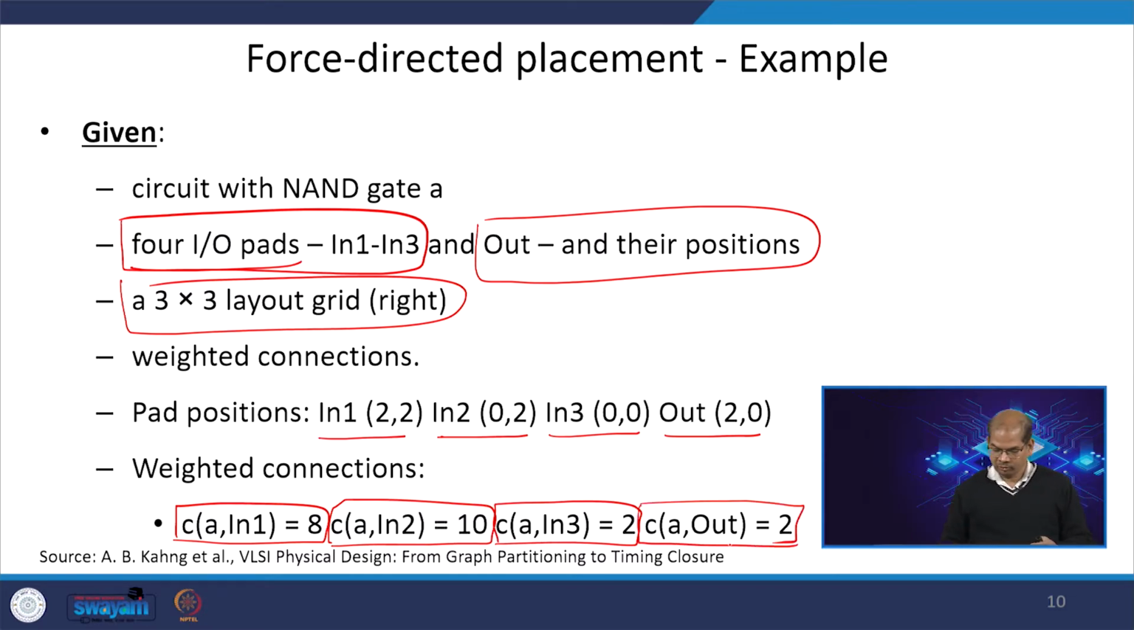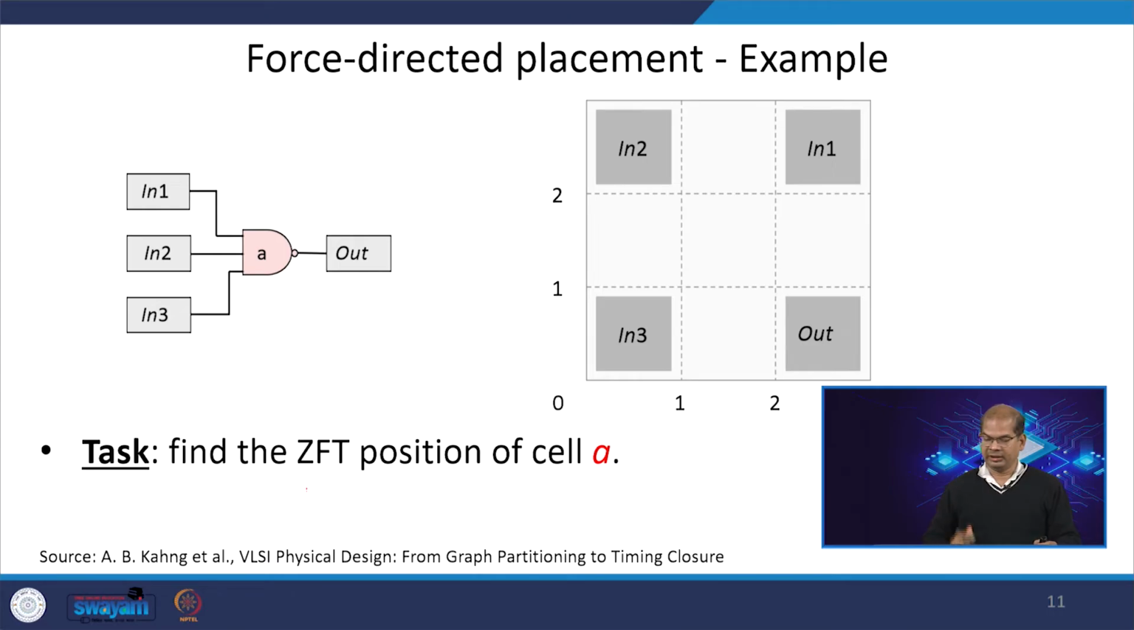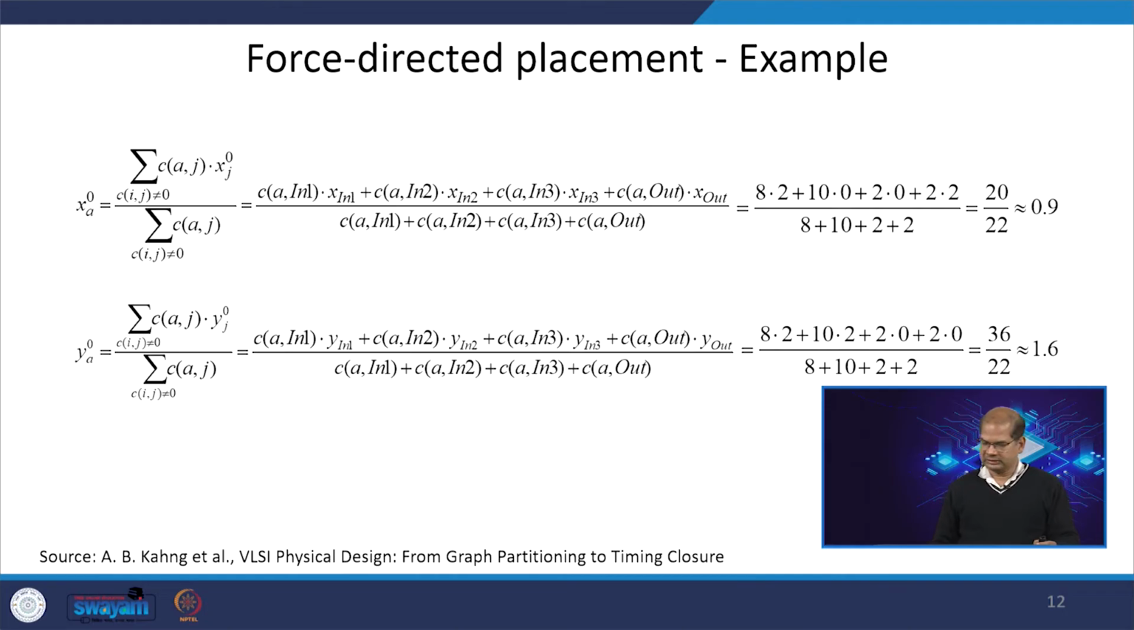Now the aim is to find the JFT location of the cell A. So, which will be the JFT location of the cell A? This is the 3 cross 3 layout. In 1, in 2, in 3 have fixed locations and out is already fixed. So, how many locations are available to us? 1, 2, 3, 4 and 5. I need to find out which location is suitable to place this NAND gate such that my JFT position will be achieved. So, this is the formulation.